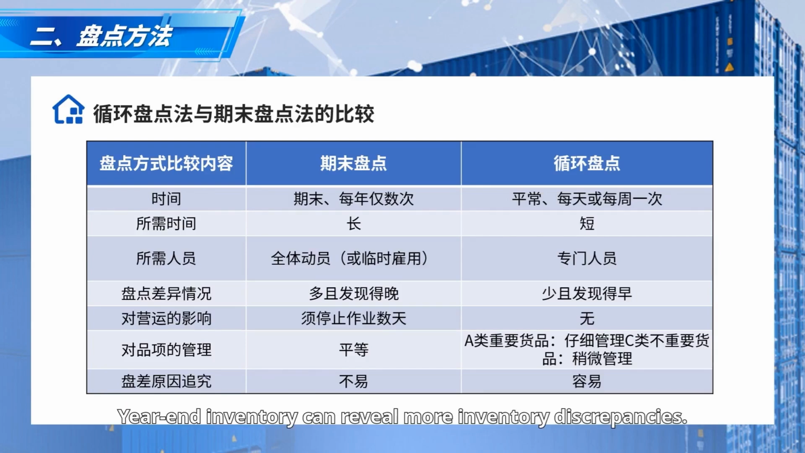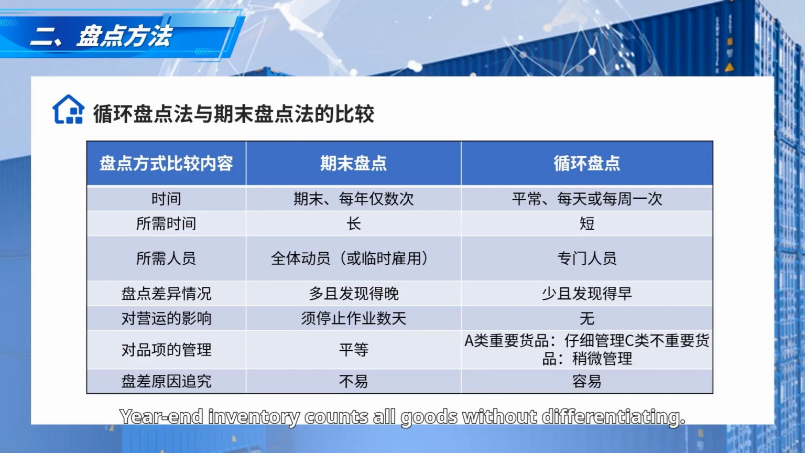Year-end inventory can reveal more inventory discrepancies, and they're discovered late. Therefore, it's not easy to track. Cycle counting finds fewer discrepancies, and they're discovered early, making it easier to track the cause. Year-end inventory requires production to be stopped, while with cycle counting, you just need to find the right time. It can be done concurrently with production.